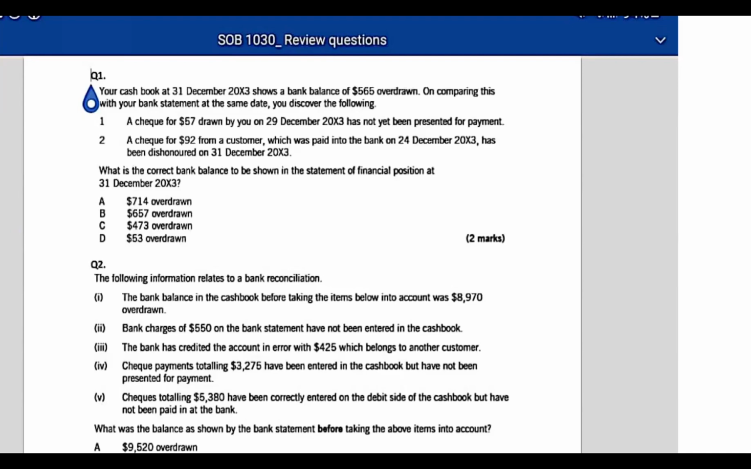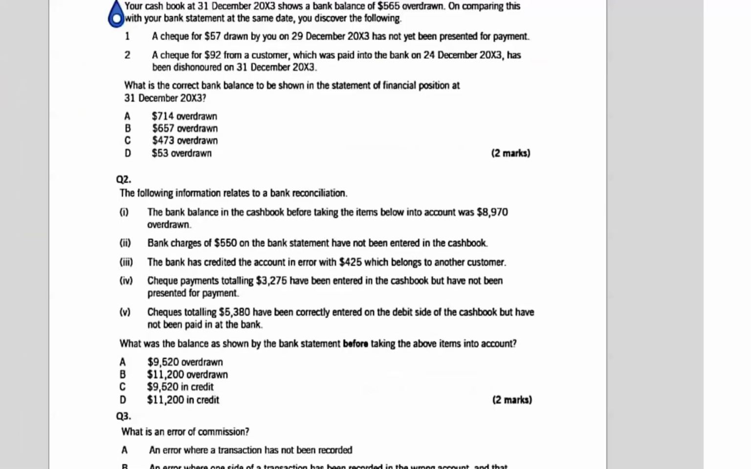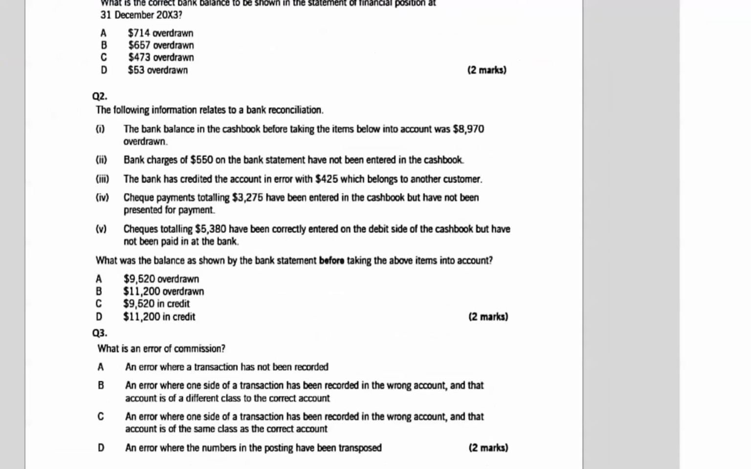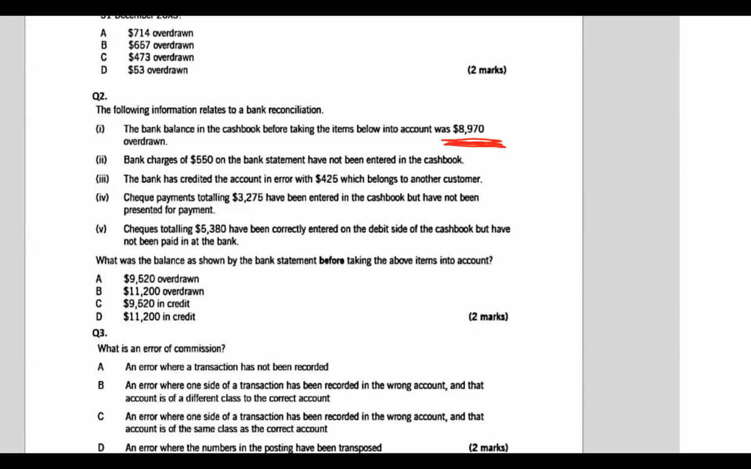Now, the following information relates to a bank reconciliation. Number one, the bank balance in the cash book before taking the items below into account was 30 credit, right? Overdrawn. This was the bank balance, overdrawn. Then you had the bank charges, that have not been entered in the cash book.